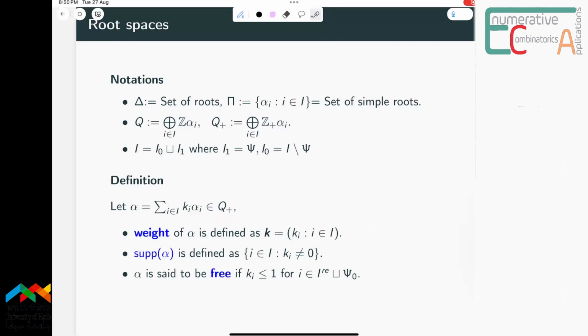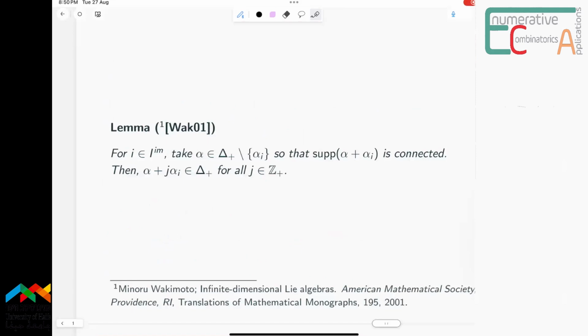So the weight of alpha we will define as the bold K tuple K_i corresponding to i belongs to I. The support of alpha is defined as those i such that K_i is non-zero. So we can say alpha is free if K_i is less than or equal to 1 for i belongs to I real union psi 0.